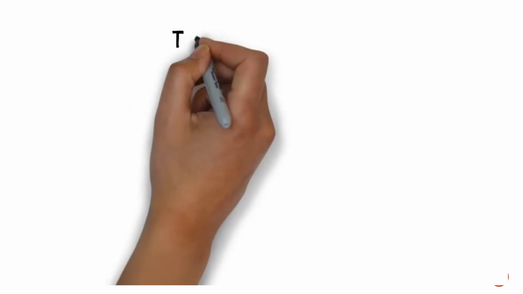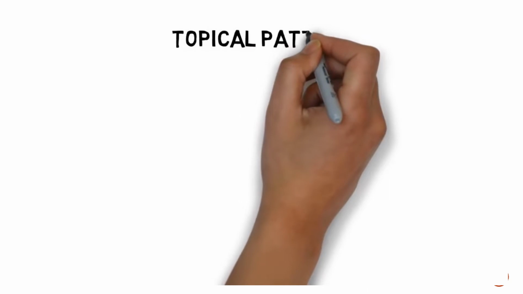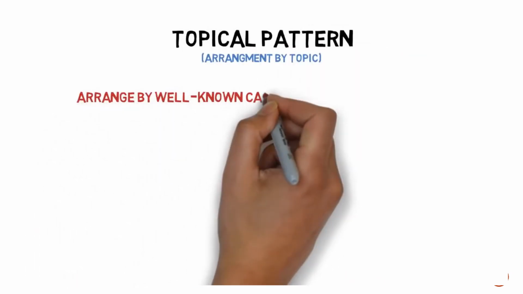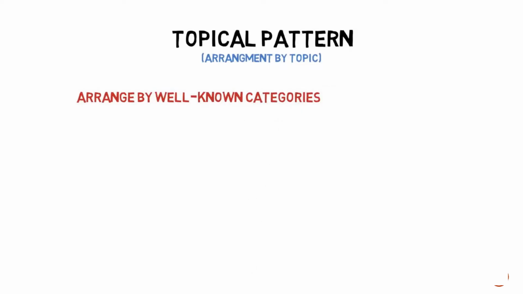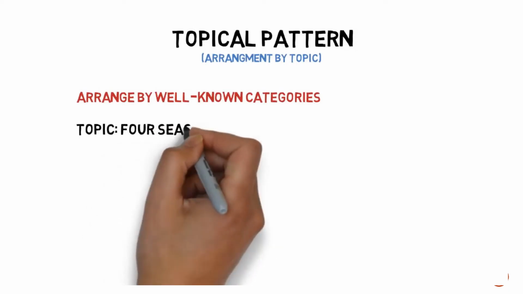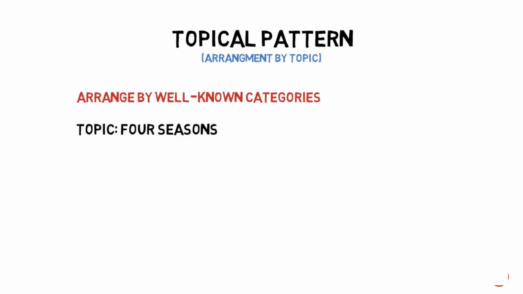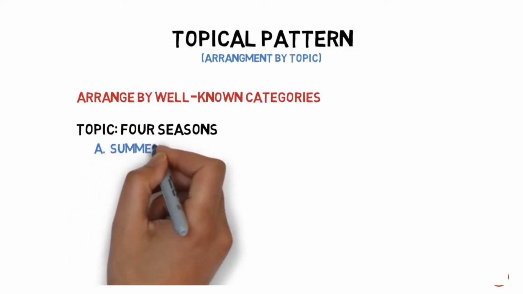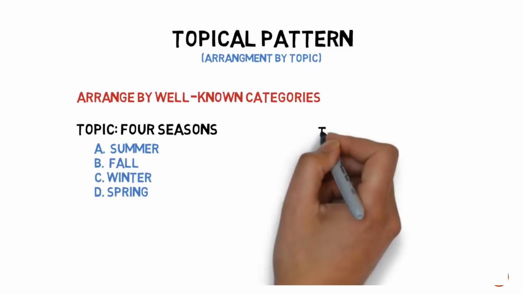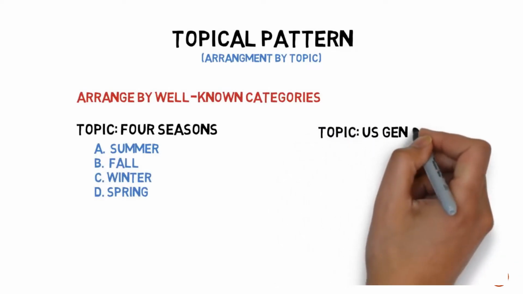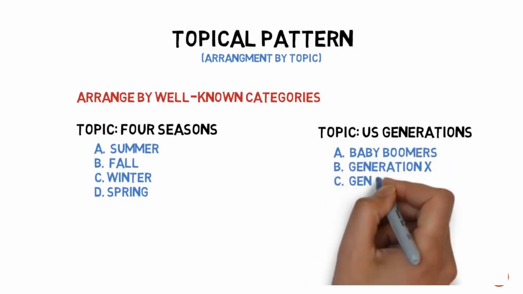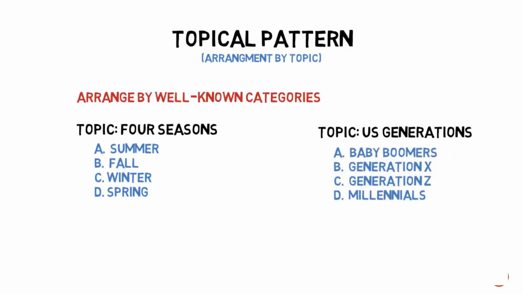Another common organizational pattern used to arrange main points in an informative speech is by topic. One way to organize main points according to topic is to use well-known categories for arrangement. For instance, the arrangement of main points for a speech describing the 4 seasons of a year might be arranged like this: summer, fall, winter, and spring. Or, the arrangement of main points for a speech on U.S. generations might be arranged like this: Baby Boomers, Generation X, Generation Z, and Millennials.